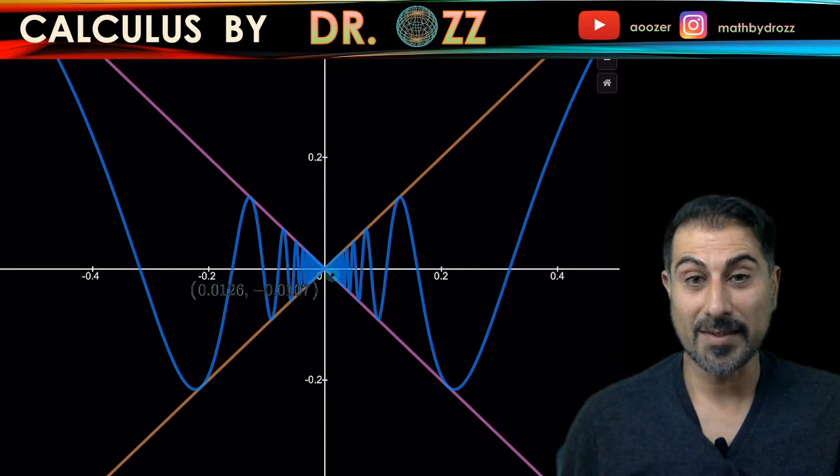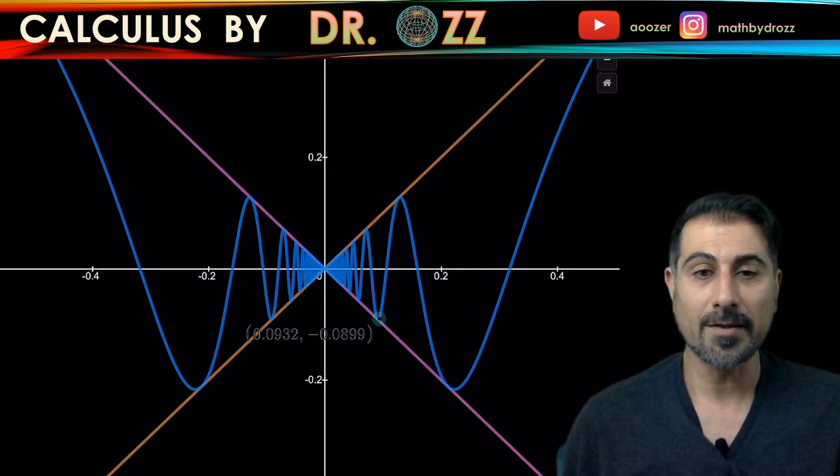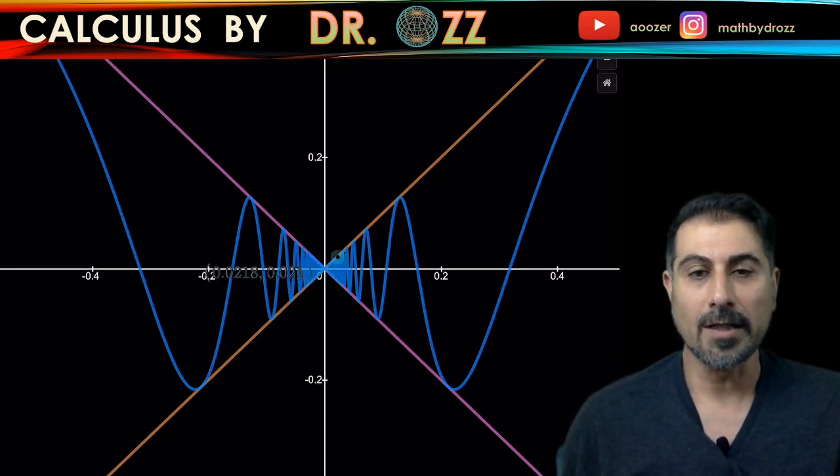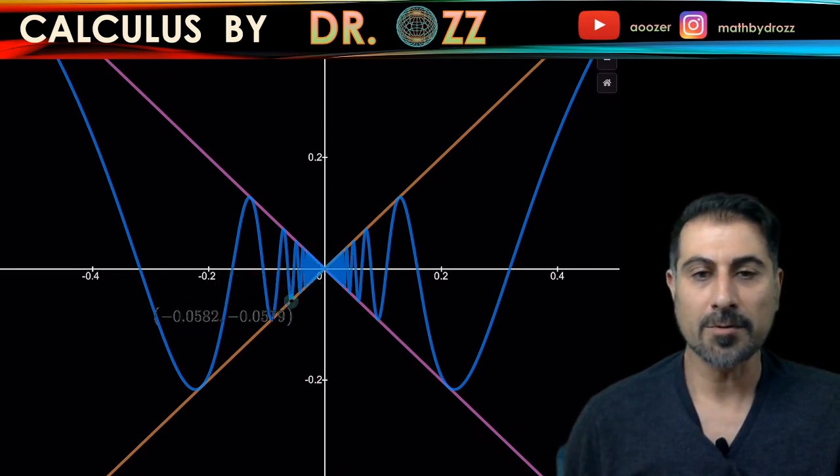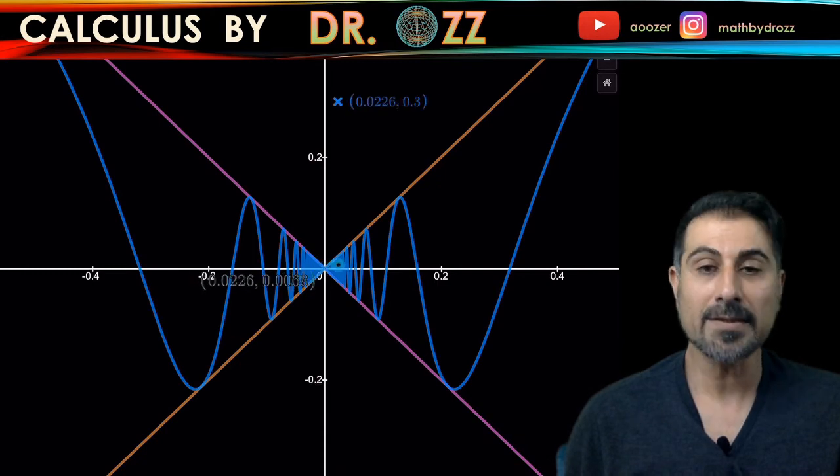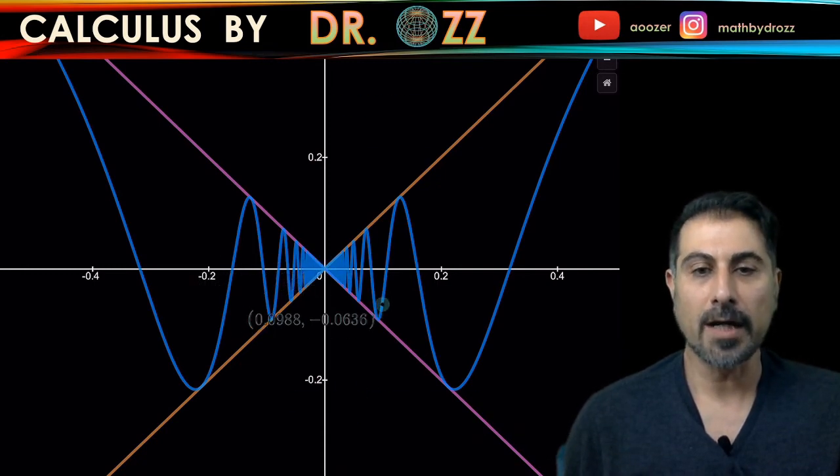So this tells us that since the limits of the lines can be easily calculated by direct substitution, we can get that limit to be exactly equal to 0 because the blue graph gets closer to the origin.